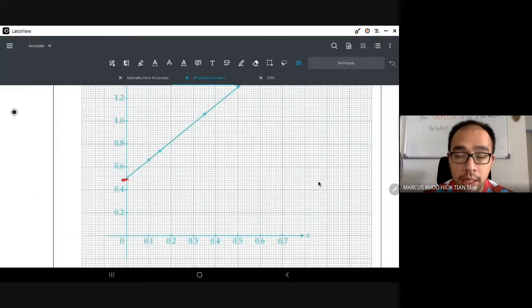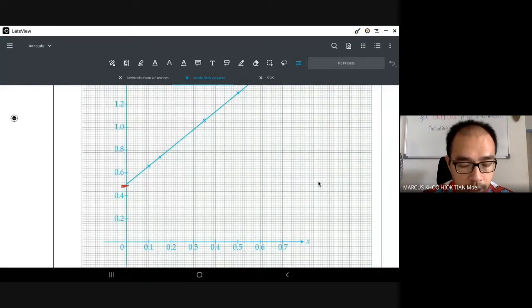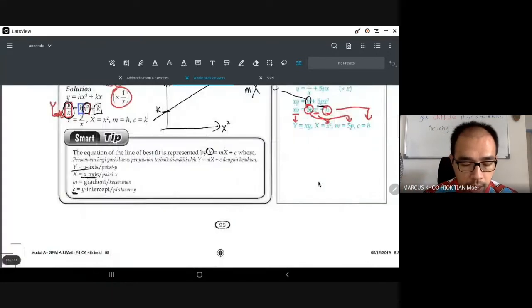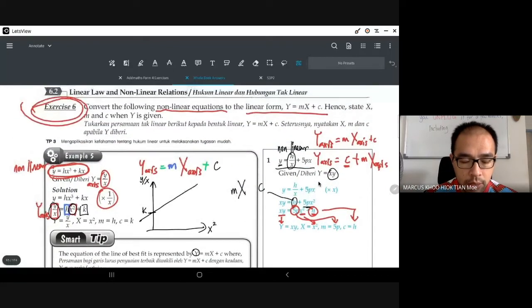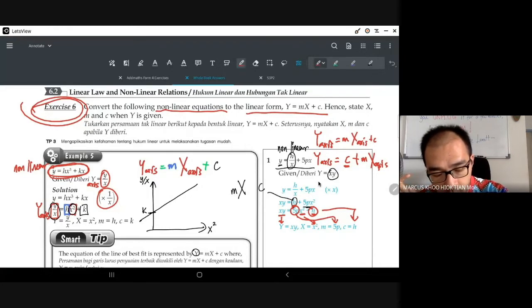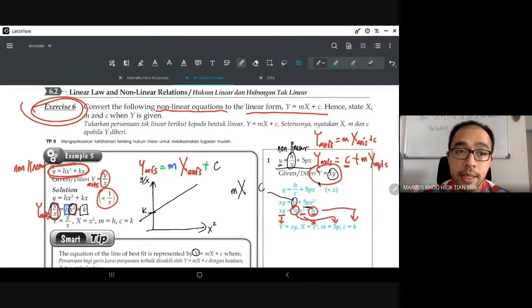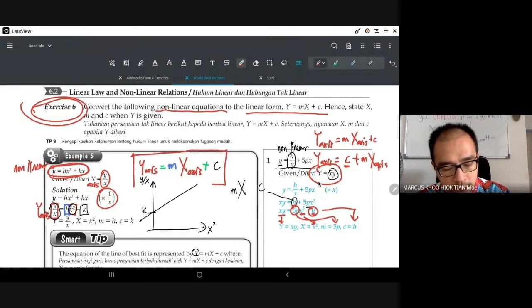Remember how to calculate the gradient, how to determine the y-axis intercept. And then last Thursday, what you did was how to change a non-linear equation to a linear one, especially if I give you what is the y-axis. The underlying principle underneath all this is that for a linear graph, a straight line graph, we need to make sure that we follow this template.